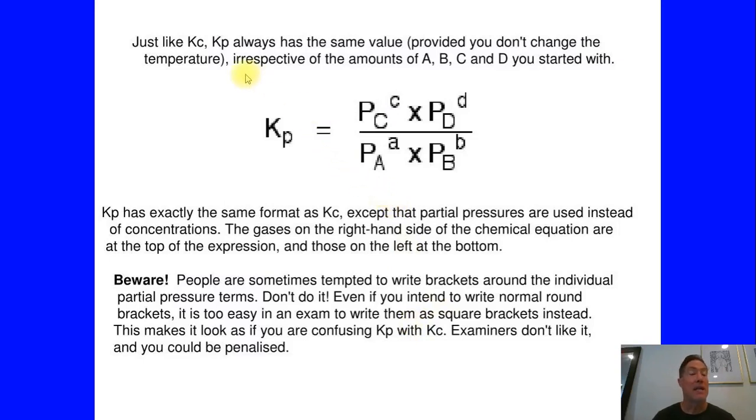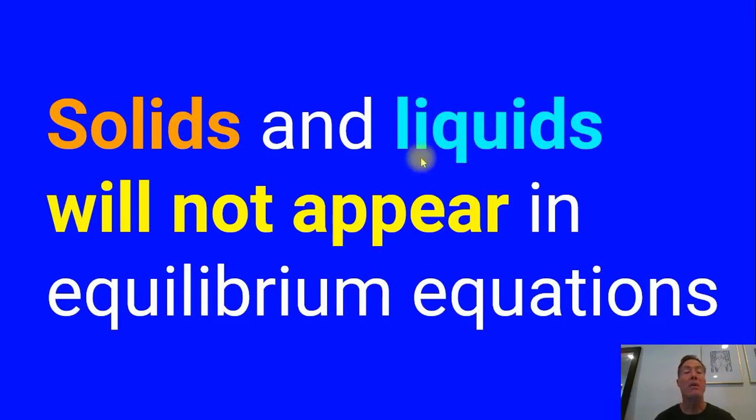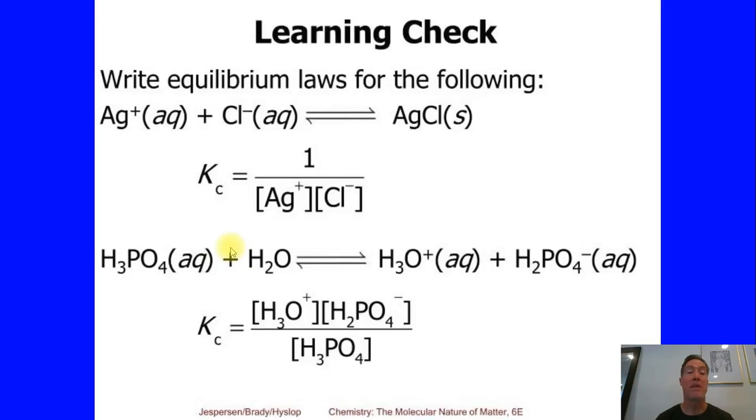Remember, Kp, just like Kc, always has the same value provided we don't change the temperature. And it has the exact same format, except we're going to use partial pressures instead of concentrations. Remember, the reaction quotient doesn't include substances whose concentrations or partial pressures are independent of the amount, things that don't change, such as solids and liquids. So solids and liquids will not appear in equilibrium equations. We'll simply leave them out.